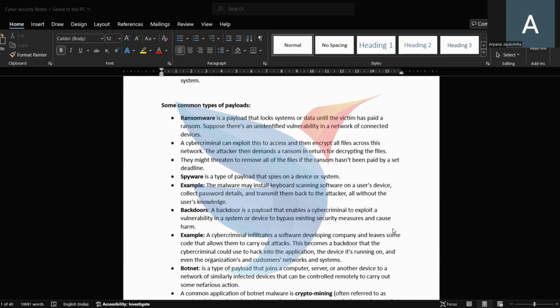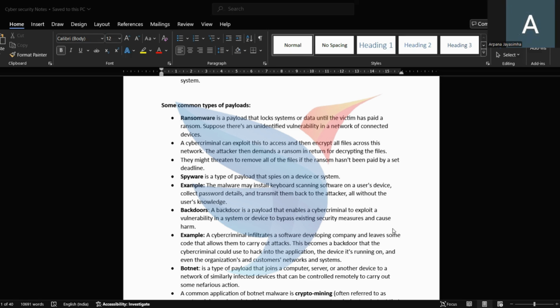Suppose there is an unidentified vulnerability in a network of connected devices. A cyber criminal can exploit this to access and then encrypt all files across this network. The attacker then demands a ransom in return for decrypting the files. They may threaten to remove all of the files if the ransom has not been paid by a set deadline. What is spyware? Spyware is also a type of payload that spies on a device or system.